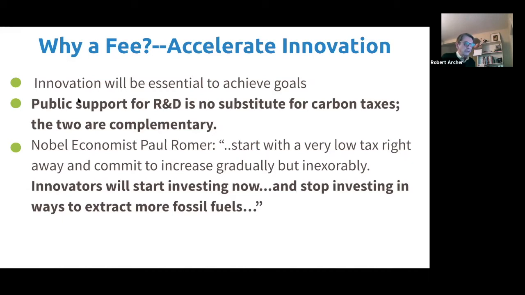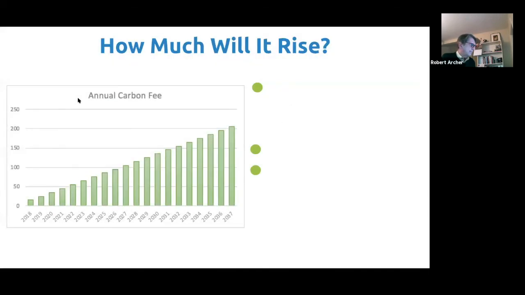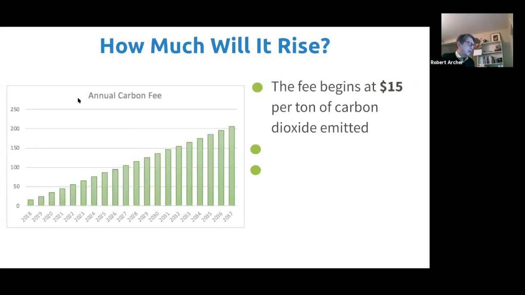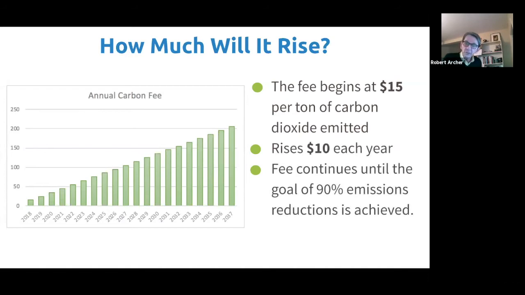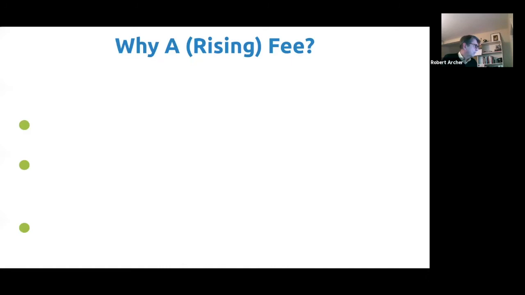The fee starts at $15 a ton of CO2 and rises $10 each year, or $15 if the emissions targets are met. Most other proposals introduced in Congress start higher and escalate slower. Take note that the Energy Innovation Act that we are supporting will raise over $3 trillion over a decade, which is even greater than the corporate income taxes.